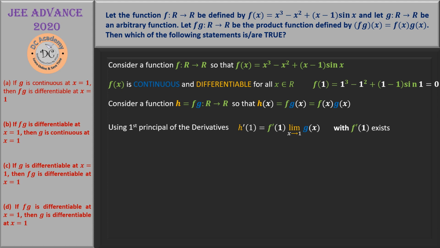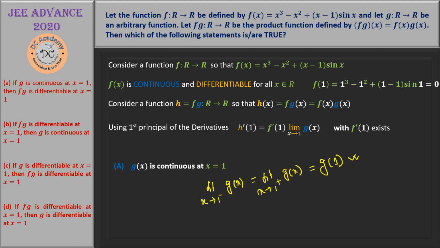For option A, it is given that g is a continuous function at x equal to 1. Now, as g is continuous, what is the definition of continuity? The definition says that the left limit, limit x tends to 1 minus of g(x), is equal to limit x tends to 1 plus of g(x), which will be equal to the function value at 1. This is the definition of continuity.